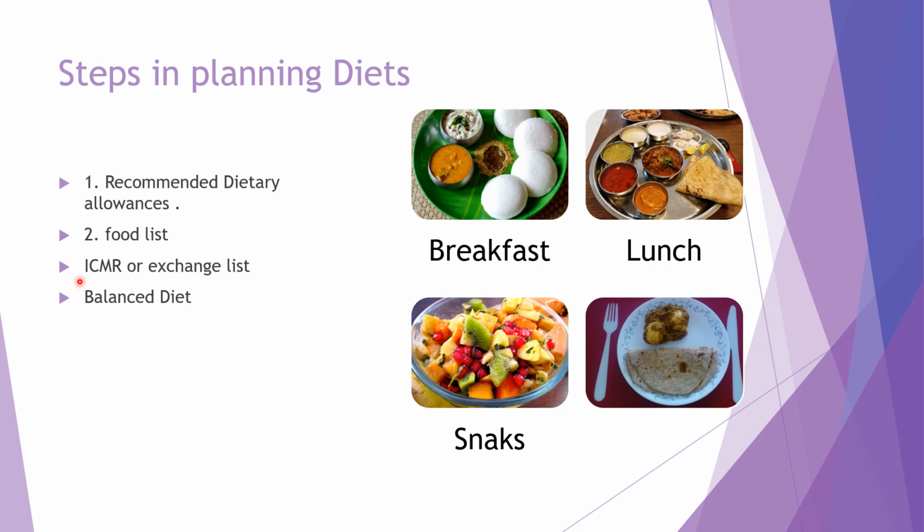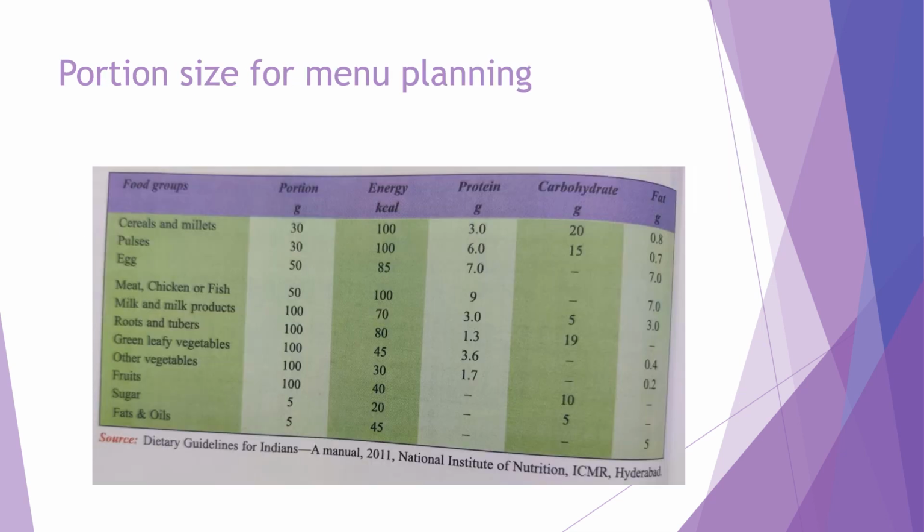In the previous video I made a video on the nutritive value of some commonly used foods. By using the ICMR table, that is the nutritive value table, one can do the calculations, or calories can be listed by using the exchange list. And it should always follow the concept of balanced diet. If the diet is planned on the balanced diet, meeting the requirement of calories, protein, carbohydrate and fat, definitely all the micronutrient requirements will be met through that particular diet. Now we will see how to plan the diet by using exchange list.